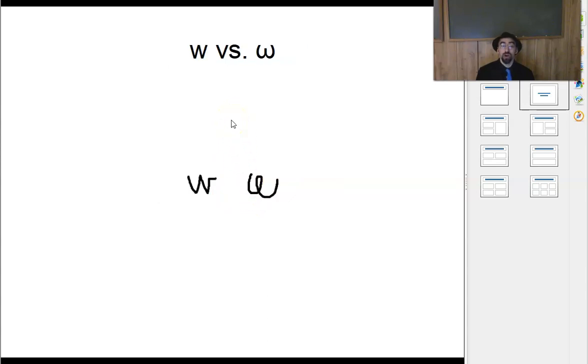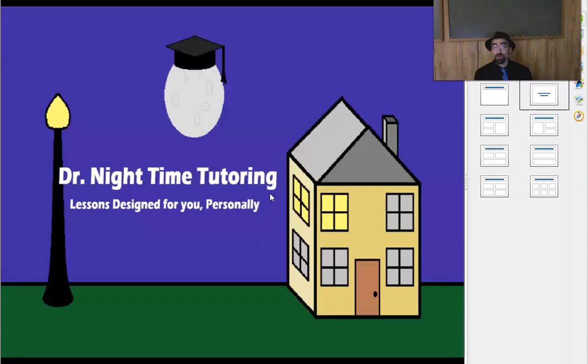And W versus omega. W has a serif, omega should not, and once again, let the loop help you. Omega should have a loop here. A W should not. There are a number of other of these tricks, but that should help get you thinking about the ways to make sure that your letters don't look like other letters, and try to help each letter just look like only what it's supposed to be.